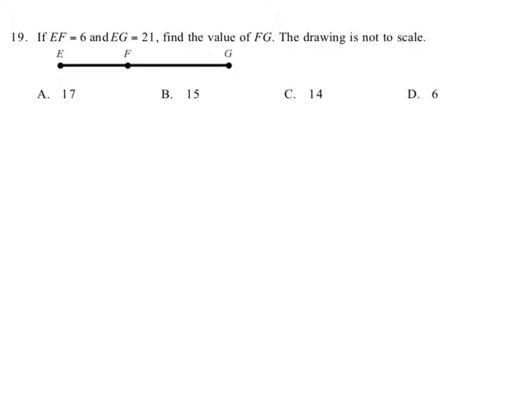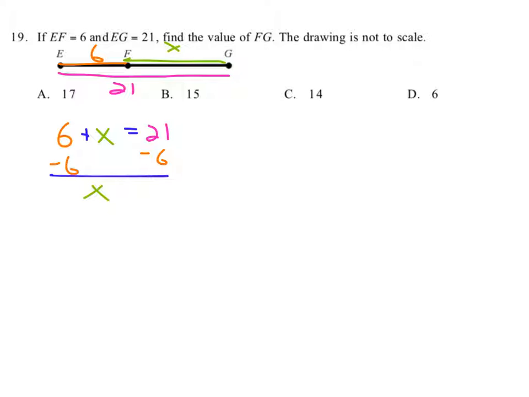Now, if EF is 6, let's label it as 6, and EG, the entire thing, is 21, then find the value of FG. Well, just like the segment addition postulate, and let's call that missing value X, we know that 6 plus X equals 21, and therefore we can then say minus 6, and we get X is equal to, what's 21 minus 6? It is 15.